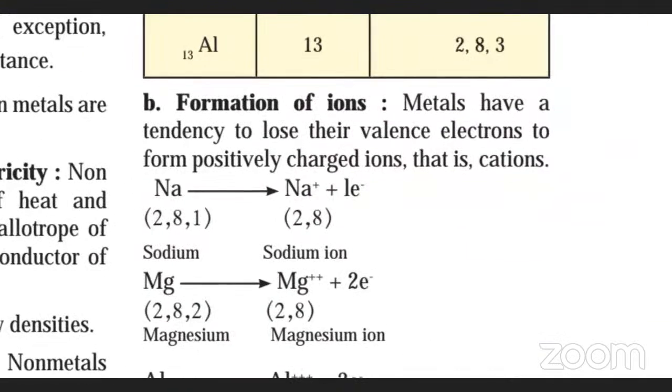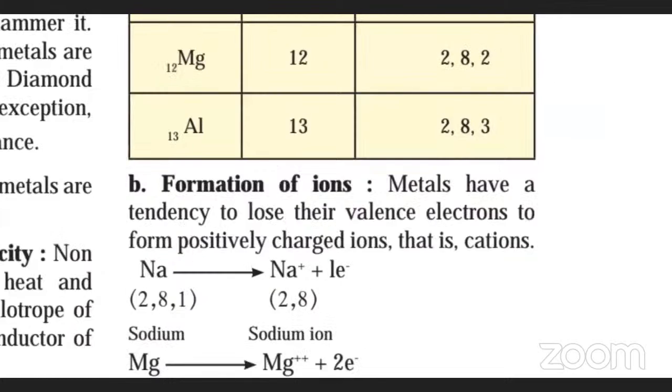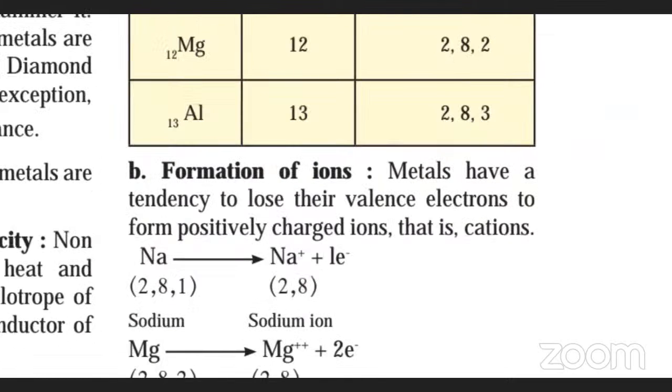Next is formation of ions. Metals have a tendency to lose valence electrons to form positively charged ions, that is cations. So this is the property of metals, that they lose their valence electrons. Now what are valence electrons?